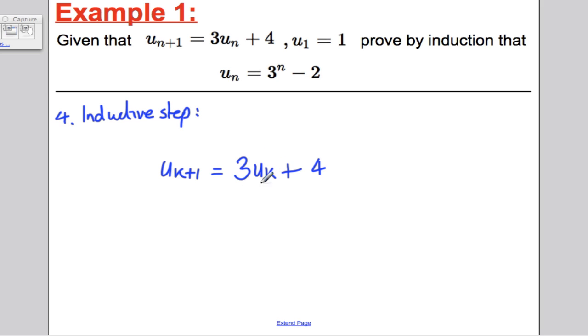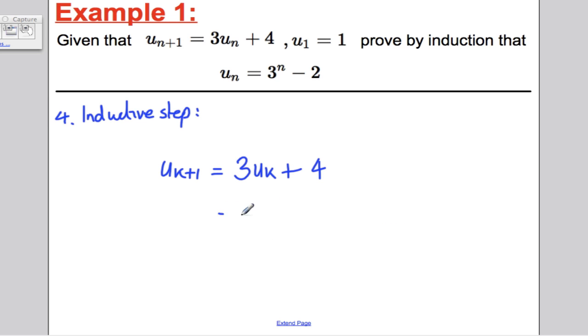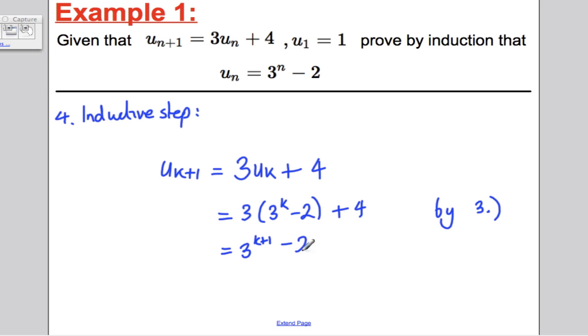But we know what uk is from our assumption step. uk is 3 to the k minus 2. So we can write this as 3 times 3 to the k minus 2, and that is by our assumption in step 3. And then we can expand this. 3 times 3 to the k is 3 to the k plus 1. 3 times minus 2 is minus 6, and then plus 4 would be minus 2.